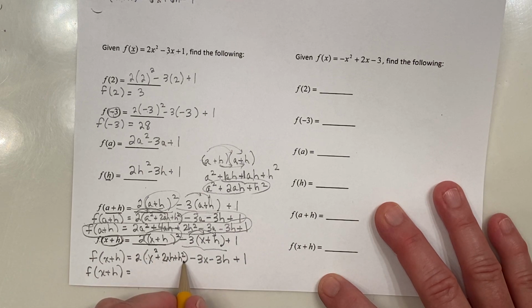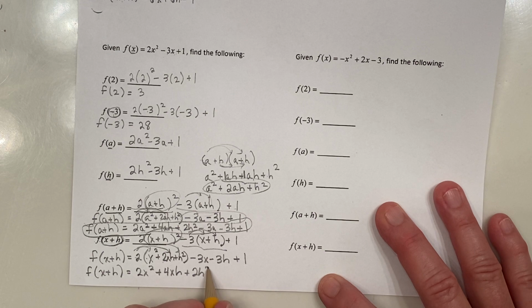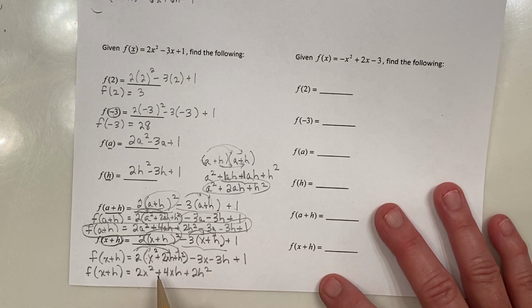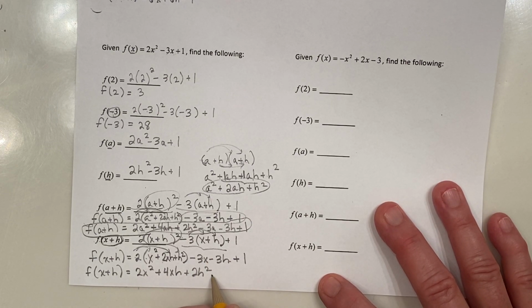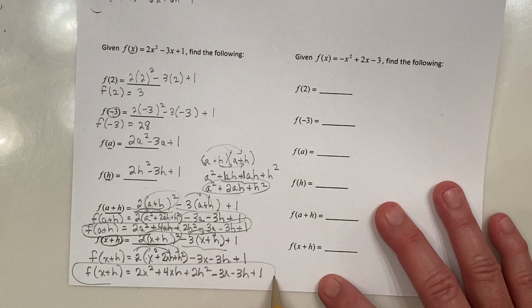Now we need to distribute the 2 in, like we did in the previous problem, so we get 2x squared plus 2 times 2 is 4, we keep the xh, and then don't forget the 2 times the h squared. I would recommend putting these little arrows here because it helps remind you that you have to distribute 2 into all the terms that are within that parenthesis. And then I will just bring down the rest of the problem. I'll take one last look to see that nothing cleans up. So actually, this right here is our answer.